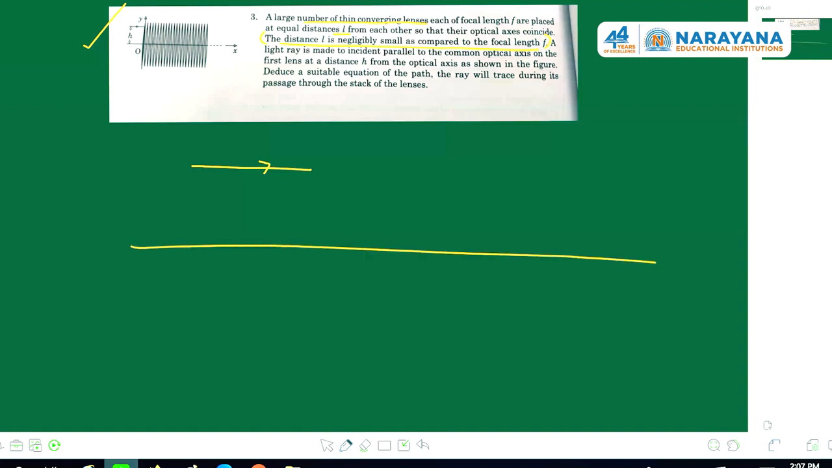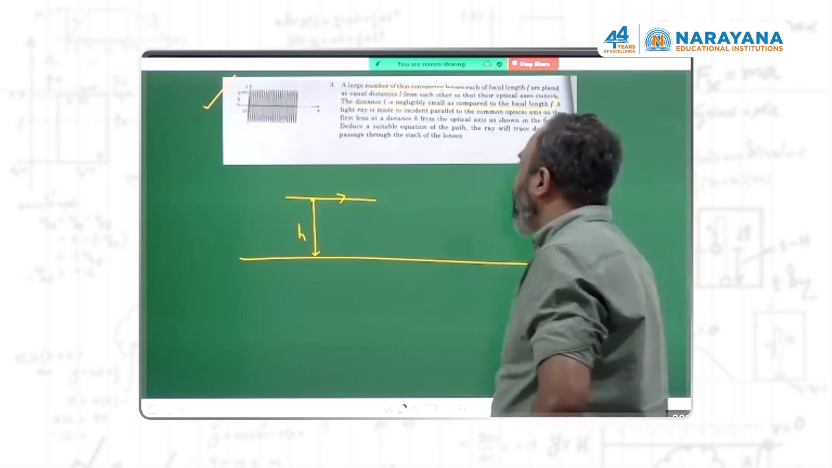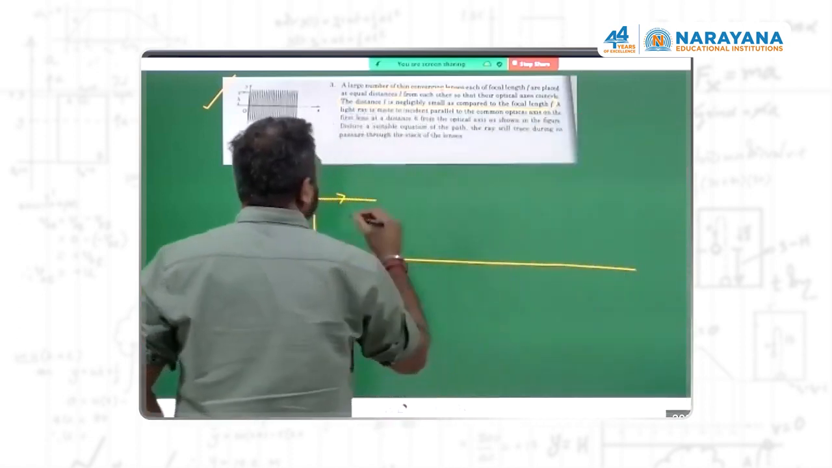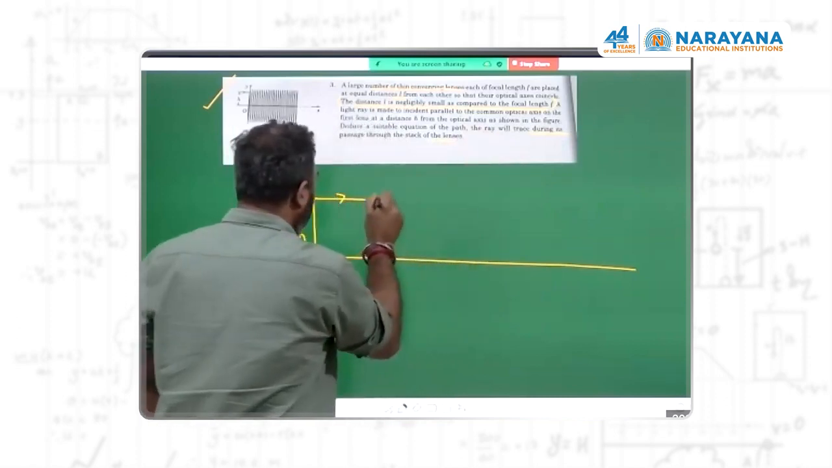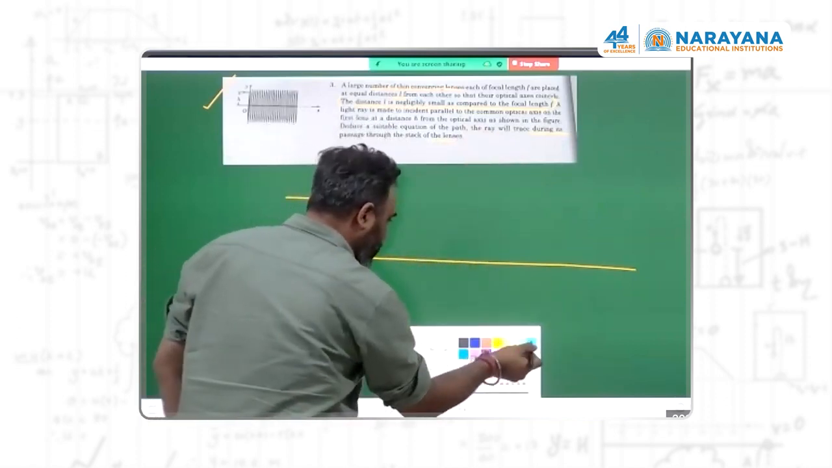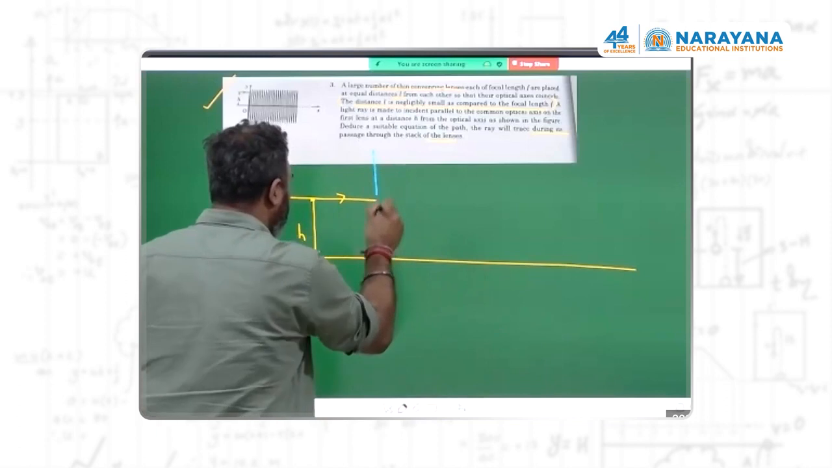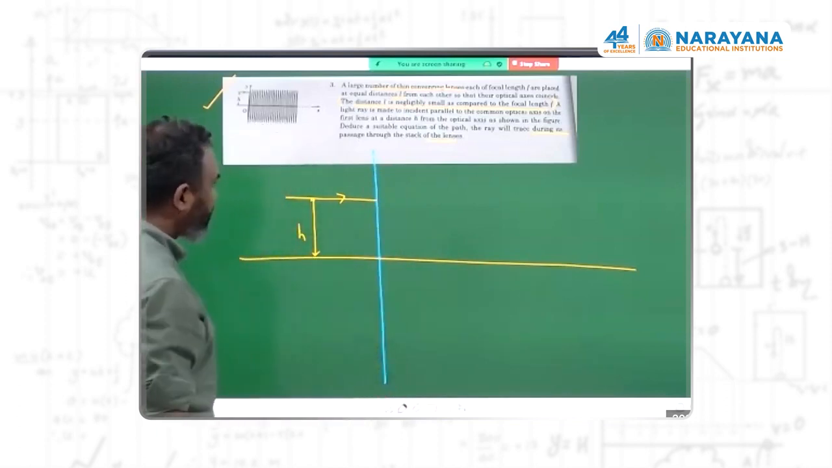okay? And let's say it hits the first lens at a height of h with respect to the x-axis. The question here is to find out the equation of the trajectory, right? We need to find out the equation of the trajectory of this ray, and let us treat this location as the y-axis. This is how it is.